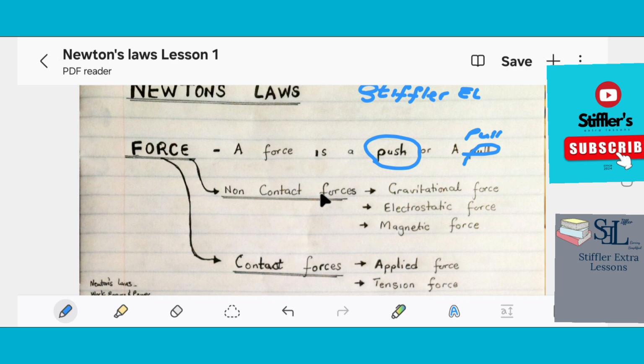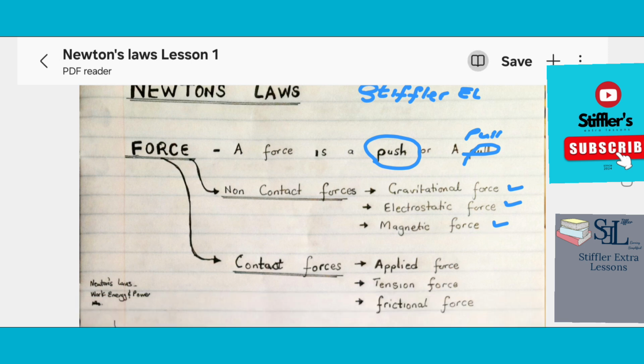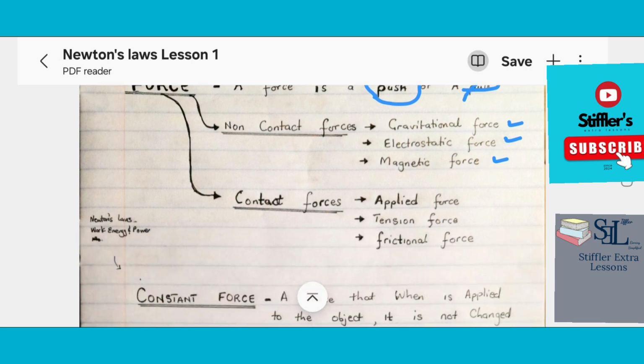So we have different types of forces. We have non-contact forces. Non-contact forces include gravitational force, electrostatic force, and magnetic force. These are the forces that an object can experience without being in contact with the applier of the force. So those three are non-contact forces.